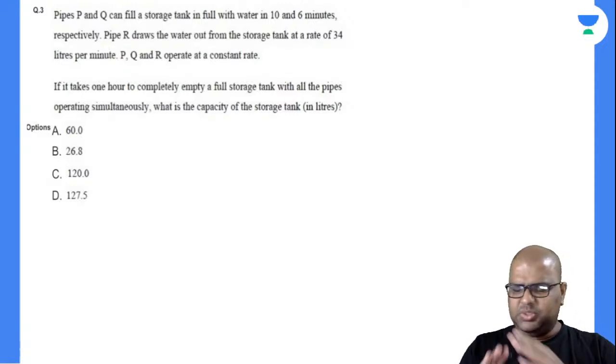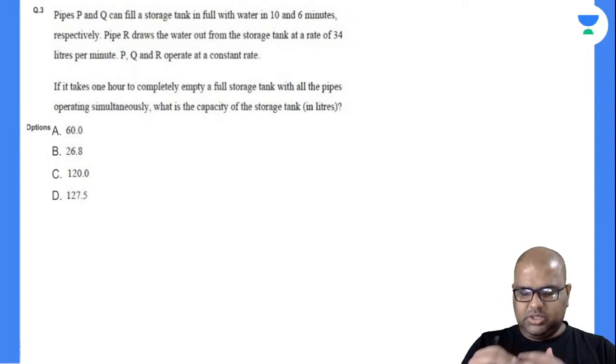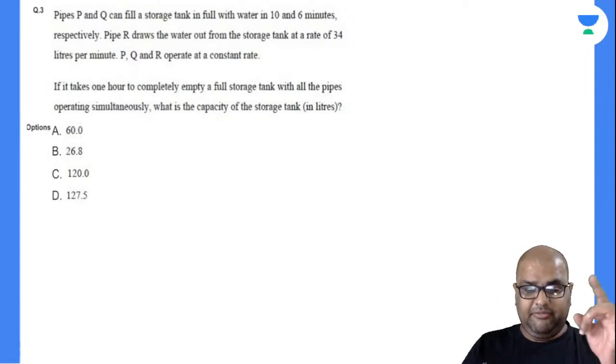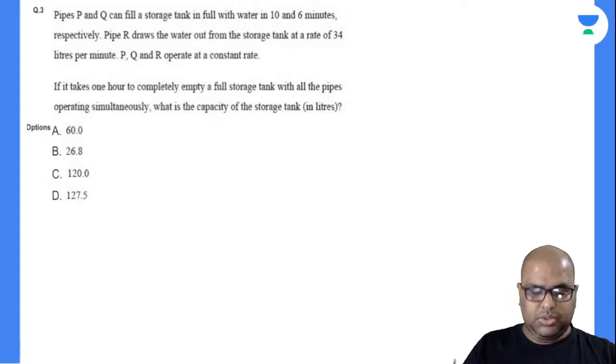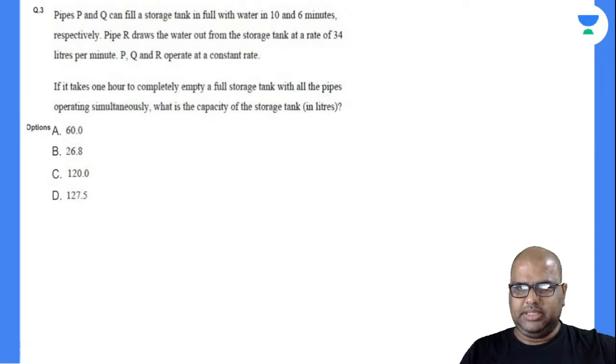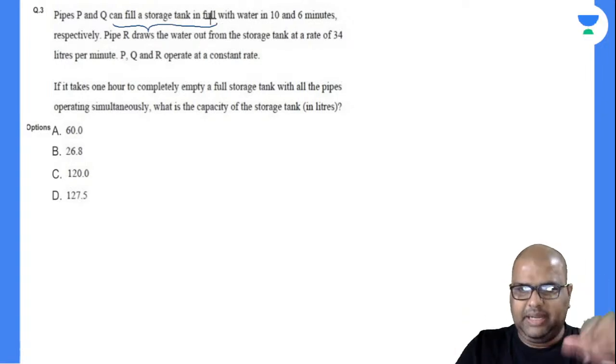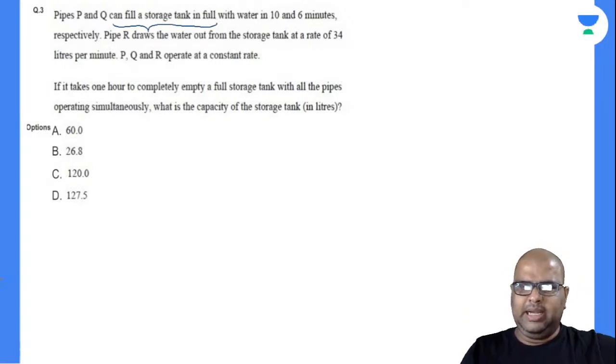Right. Now we can use a normal template method for time work questions here. Time work, there is no need to remember any technique, any formula, nothing, right? We can solve in a normal single template technique, which I have explained in Plus and also on the YouTube platform. Once observe the question there. Pipes P and Q can fill a storage tank completely with water in 10 and 6 minutes.